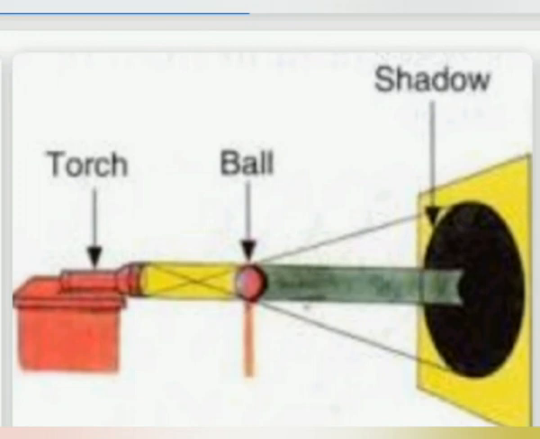Conditions for the formation of a shadow. For the formation of a shadow, we must have a source of light, an opaque object to obstruct the path of light, and third one, an opaque screen to obtain the shadow.